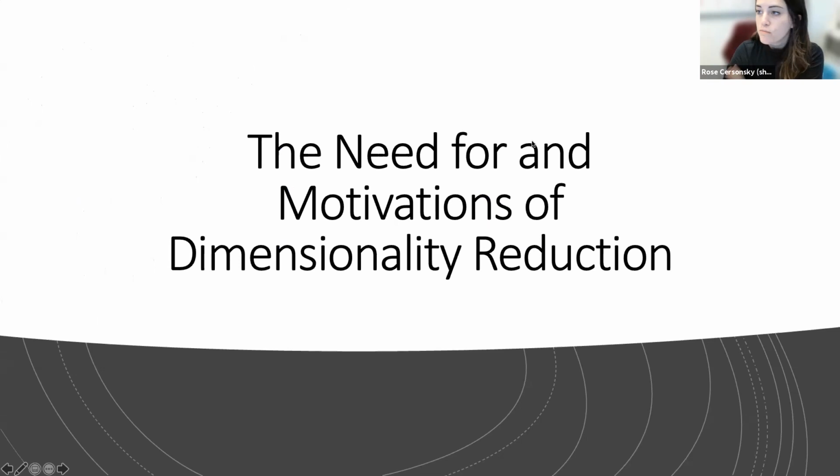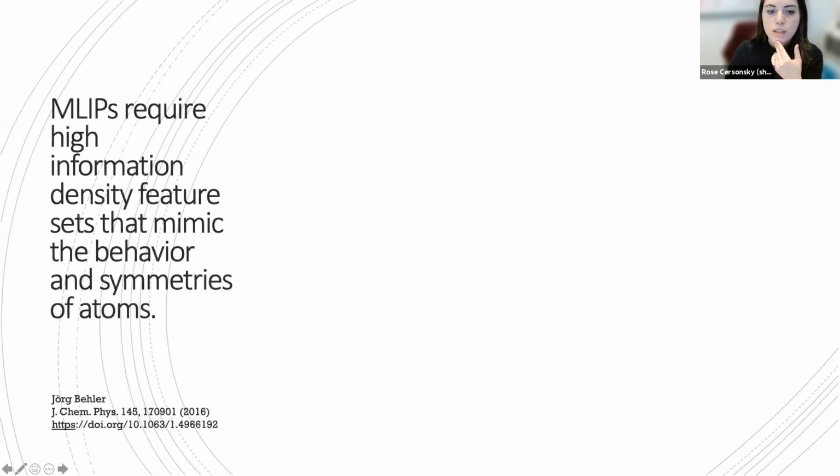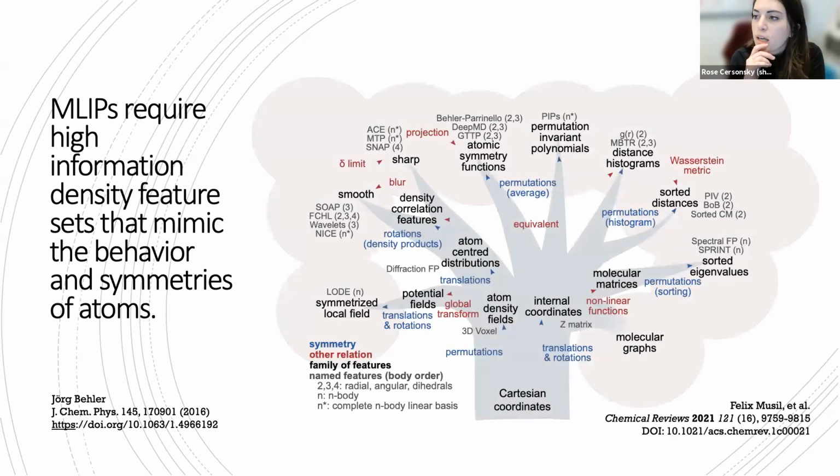Okay, so starting, we're going to talk about the needs and the motivation for dimensionality reduction. Specifically, I don't know how much work went through, but there are many different types of representations that we can use for machine-learned interatomic potentials. And these vary widely in terms of their complexity and utility. So for example, you might use different sorts of atom density fields in one application, and then want to use a Z matrix in another.